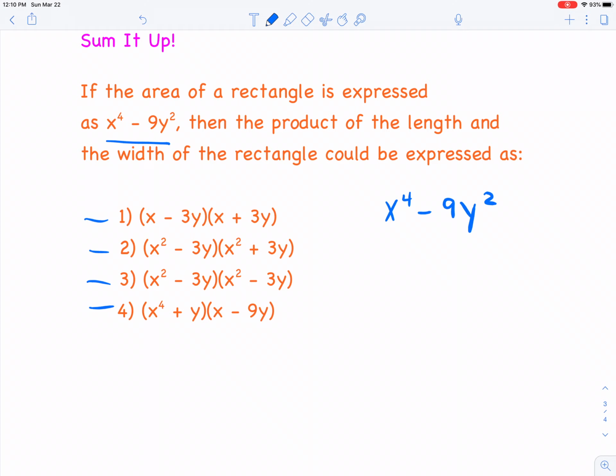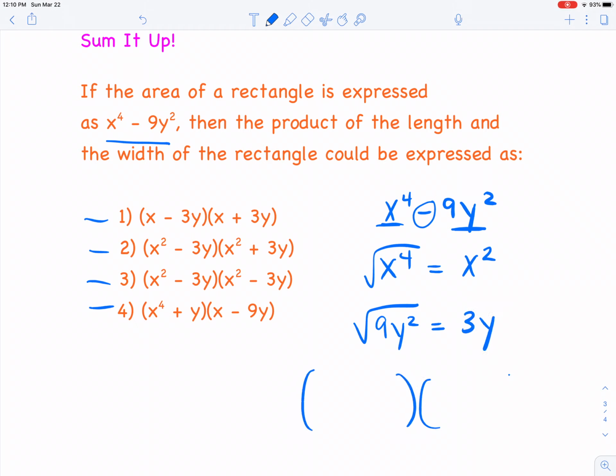So you would have to consider other methods, which as of now, we only have one other method. Getting the square root of each, because it's a difference of 2 perfect squares. Again, there's a minus sign, and both terms are perfect squares. The square root of x to the 4th is x squared. The square root of 9y squared is 3y. So my 2 factors will be x squared plus 3y, x squared minus 3y. And again, the order doesn't matter.